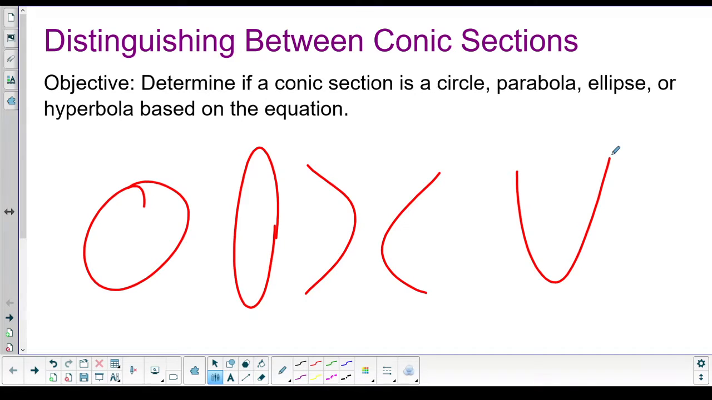We might find the vertex. We might find the semi-major and semi-minor axis. We might find the center. We'll find all that good stuff. So before we dive into looking at examples, let me talk at you for a little bit and refresh your brain chemistry about the cool features of all of these things.